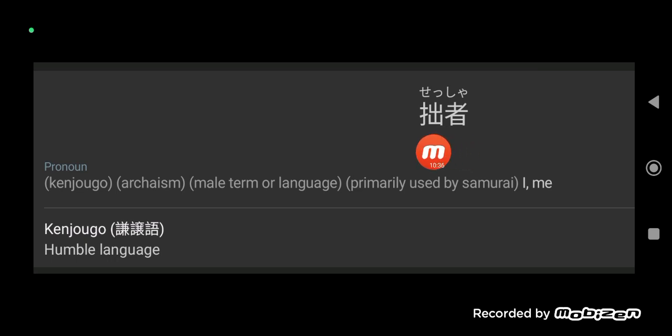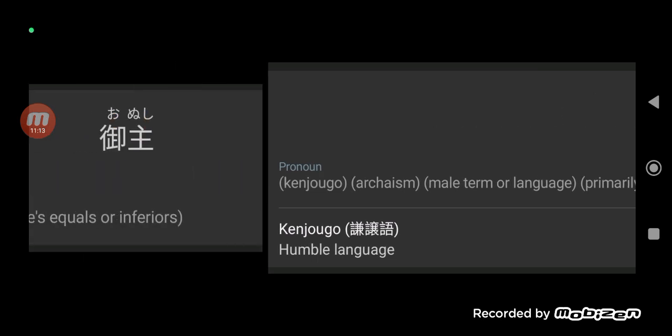This is also a pronoun I, sessha. There's quite a prolonged stress on this S on the second syllable, sessha. It's archaism or medieval Japanese, 17th century, 18th century, and it's a very humble way of speaking, kenjogo, because Himura Kenshin wants to be humble, and so that's a humble way, kenjogo, primarily used by samurai. Okay, and it means pronoun I.